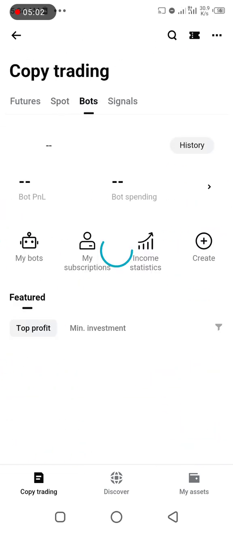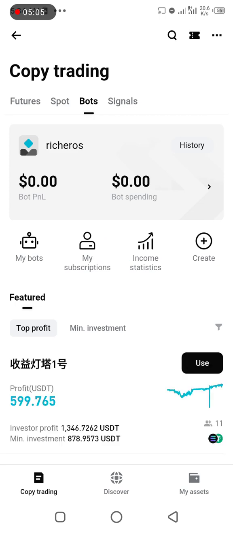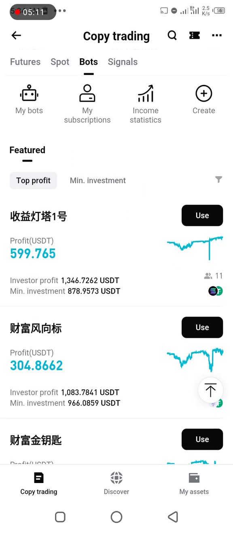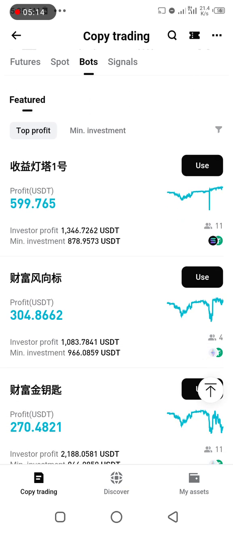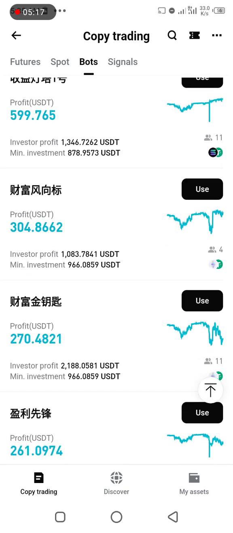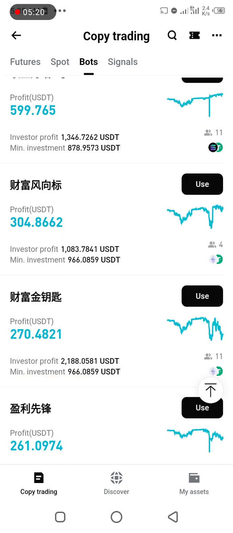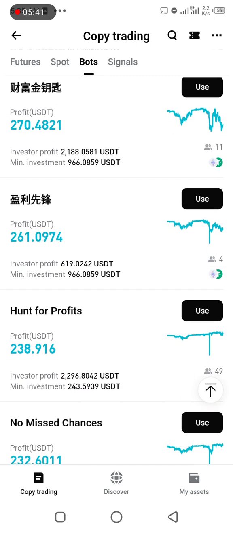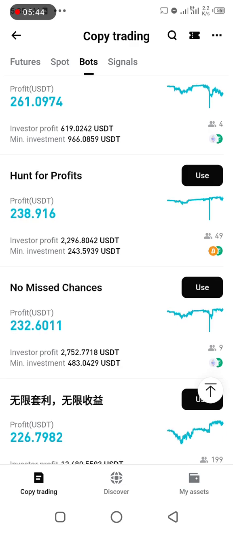You can also click on bots. When you click on bots, you now see featured, top profit, minimum investment. You can now also copy the bots. These are the bots. People are copying different from normal AI bots. You can select use. Few people use this one. This one 1%, the other person 4%, the third one 11%. Then investors, profit, minimum investment. This one 808 USDT minimum investment. This one 966. This one 966. This one 966. So you use a lot of capital for this copy trading of bots.